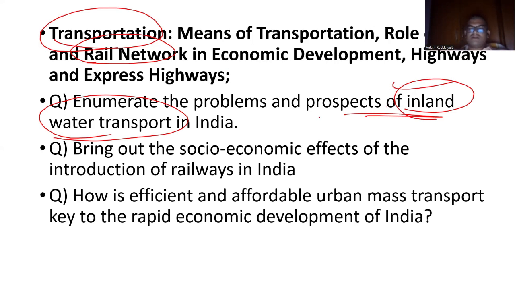So there are 106 inland waterways in the country, under the official waterways policy. Most of them are in North India, in the Indo-Gangetic plains, which are most suitable for inland waters. So there can be a potential area of question. Then they may also ask to bring out the socio-economic effects of the introduction of railways in India.